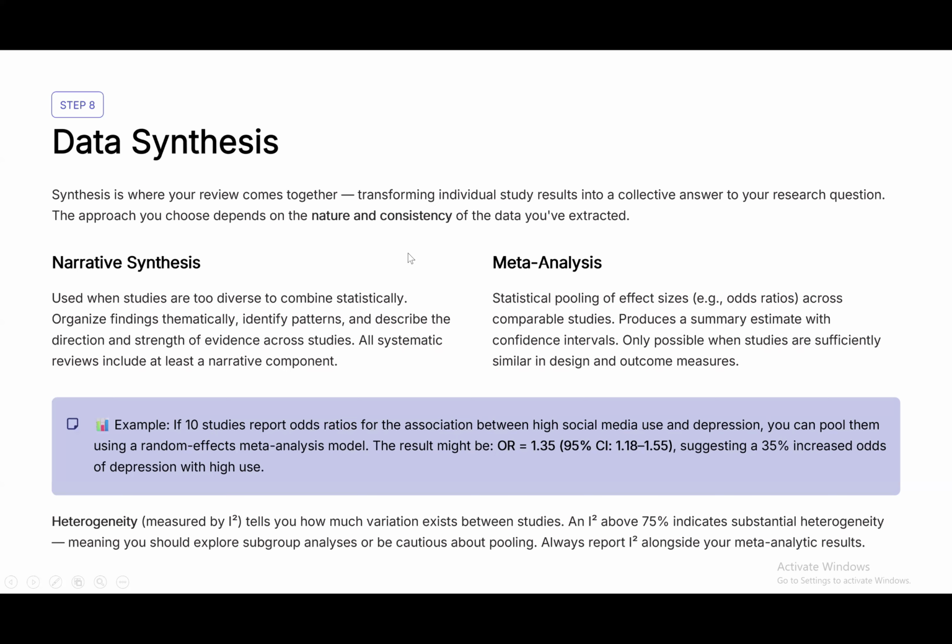Two things can happen in your systematic review at this beginner stage. It's either you do a narrative synthesis or you do what we call a meta-analysis. Now, there's also what we call thematic synthesis, but I don't really want to confuse you right now. I just want to make it very simple.